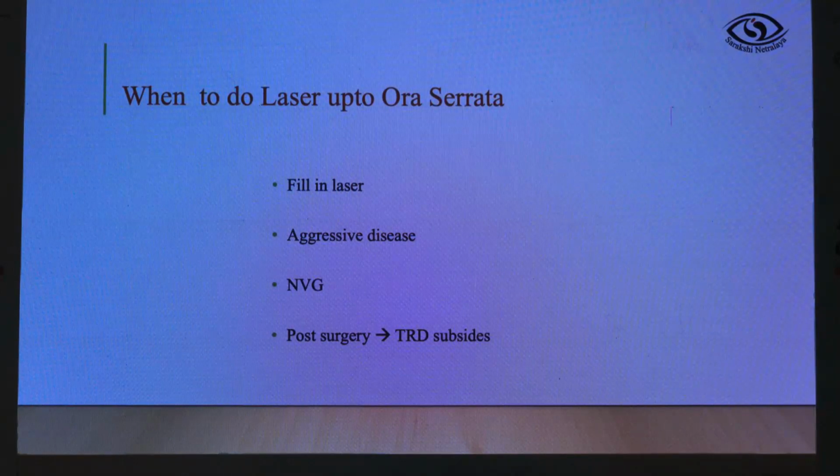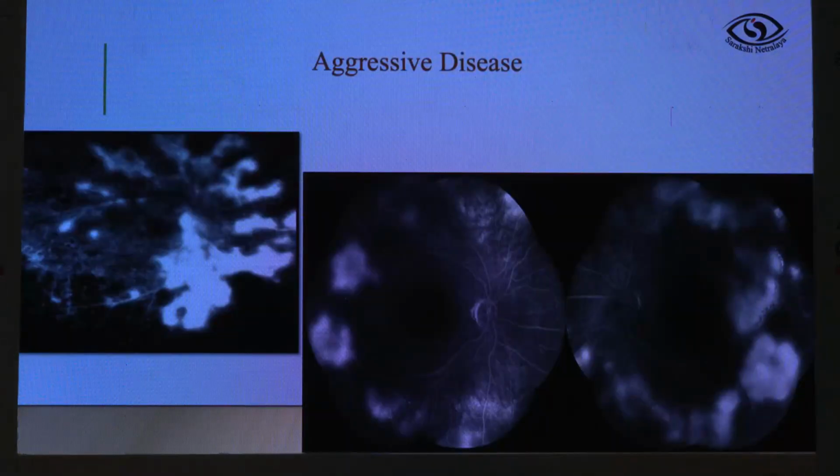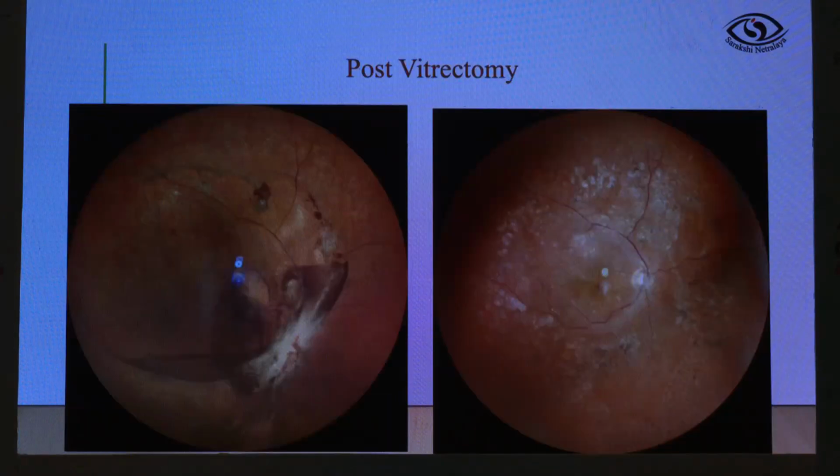Now, when to do the laser up to the ora serrata? In cases when you need to do fill-in lasers, if there is significant skip area, you should do the lasers immediately. But if you feel that the laser was done adequately, but the disease didn't regress, then after 3 to 4 months of the initial PRP, you have to do the fill-in laser. In cases of aggressive disease, when there are multiple NVEs, then you should always opt for aggressive laser up to the ora serrata.